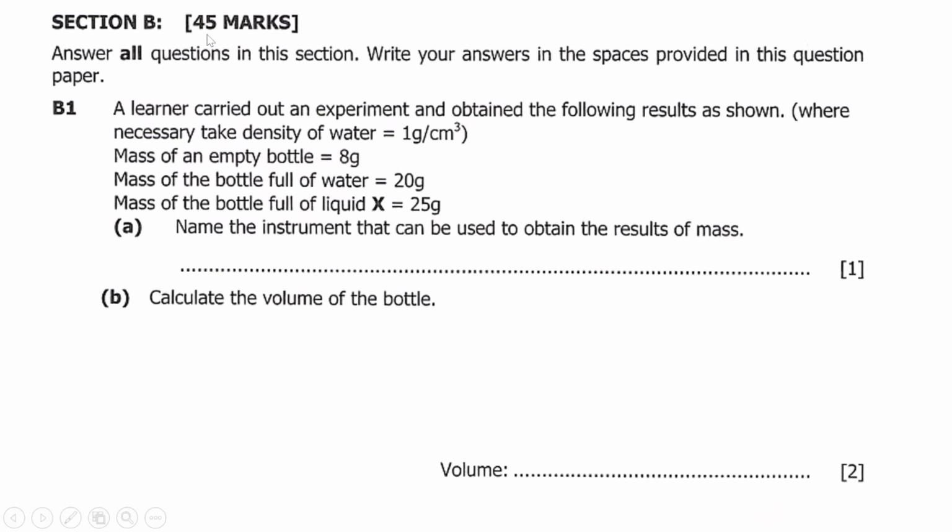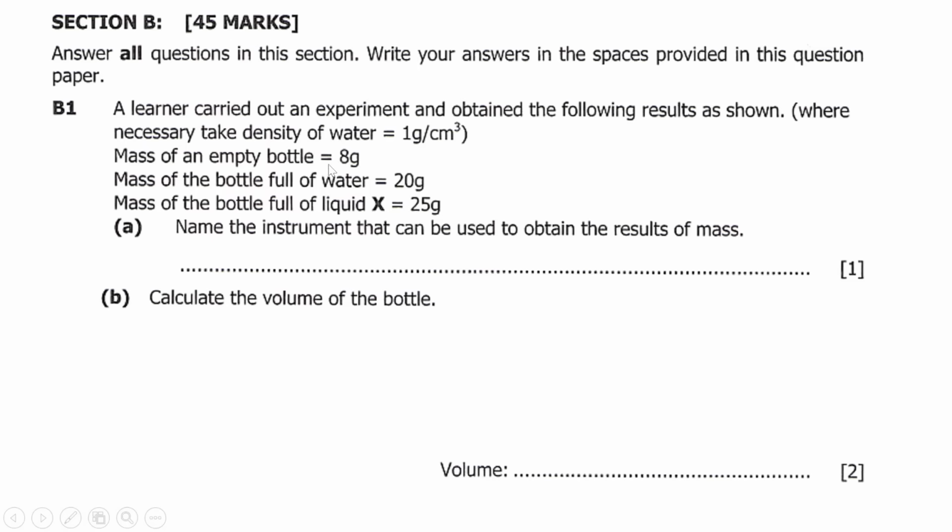Alright, so let's proceed with the revision. Okay, this is section B, 45 marks. Answer all questions in this section. Write your answers in the spaces provided in this question paper. B1 says a learner carried out an experiment and obtained the following results as shown. Where necessary, take density of water equal to 1 gram per cubic centimeter.